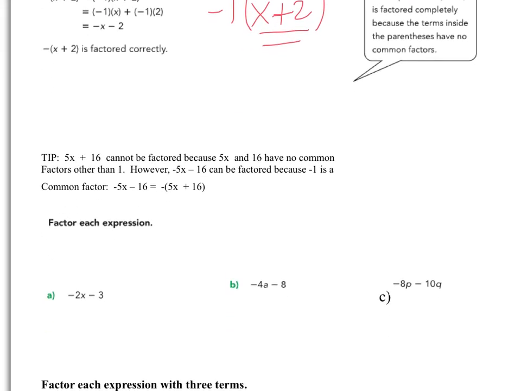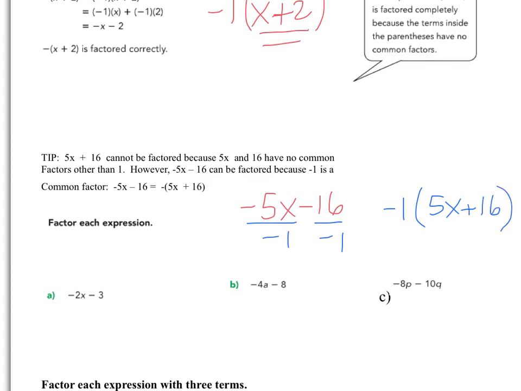Okay, so 5x plus 16 cannot be factored because 5x and 16 have no common factors other than 1. However, negative 5x minus 16 can be factored because negative 1 is a common factor. So if we have negative 5x minus 16, they both have a negative 1 in common. So what you can do is you can divide both terms by negative 1. So you're taking out a negative 1. Negative 5x divided by negative 1 is 5x. And negative 16 divided by negative 1 is positive 16.